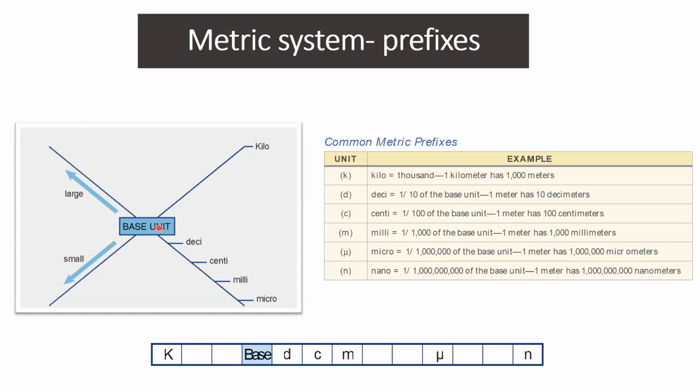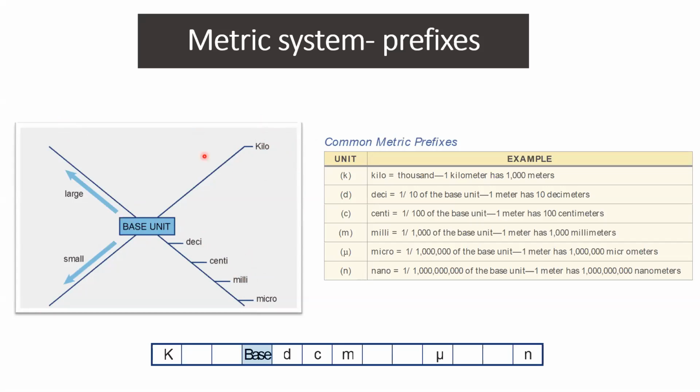Everything up here is going to be a larger unit. So kilometers would be larger than meters. And then everything down here would be smaller. So centimeters are smaller than a meter, and millimeters are smaller than centimeters. And you essentially are moving by 10 each time.